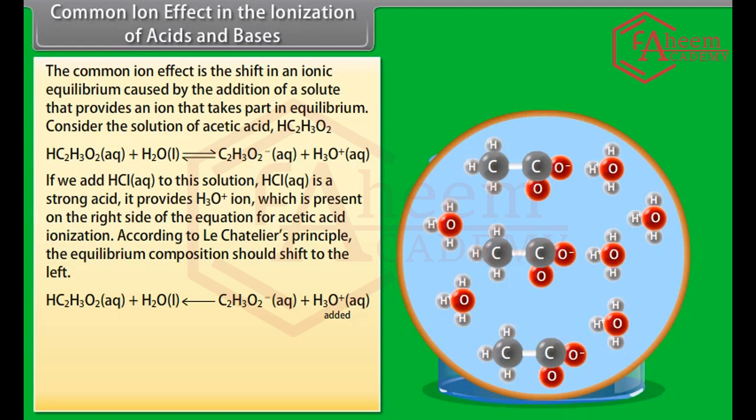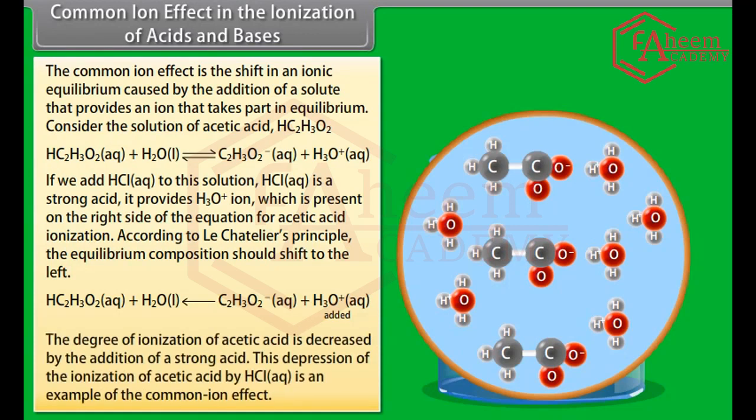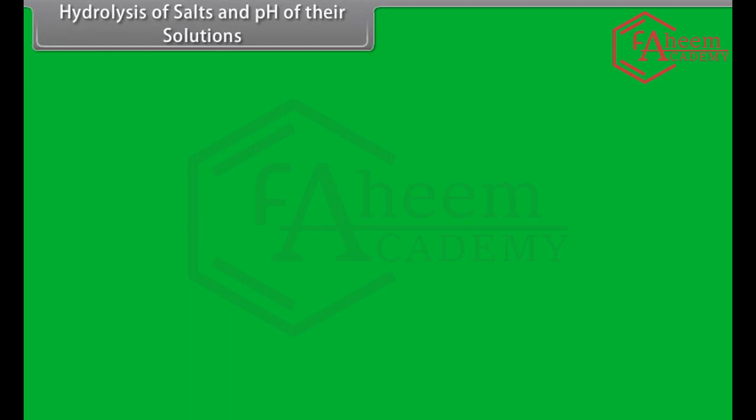the equilibrium composition should shift to the left. The degree of ionization of acetic acid is decreased by the addition of a strong acid. This depression of the ionization of acetic acid by HCl is an example of the common ion effect. Hydrolysis of salts and pH of their solutions.